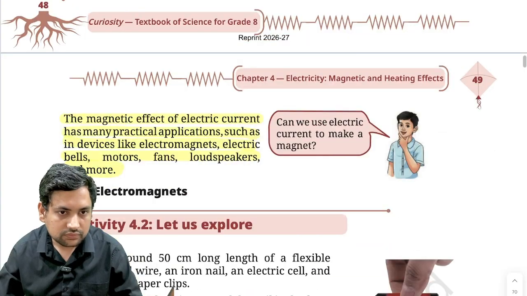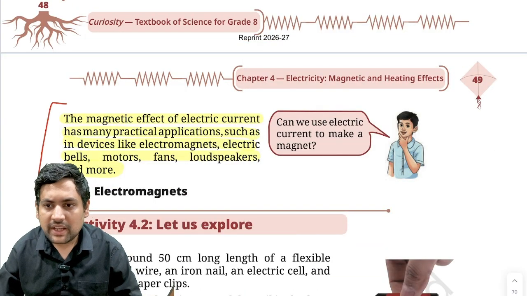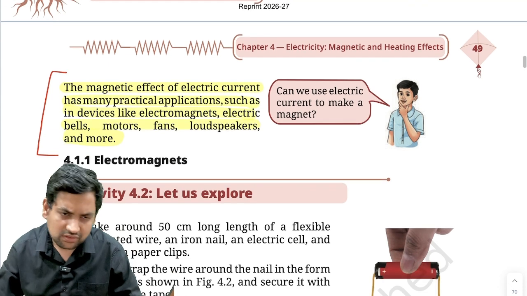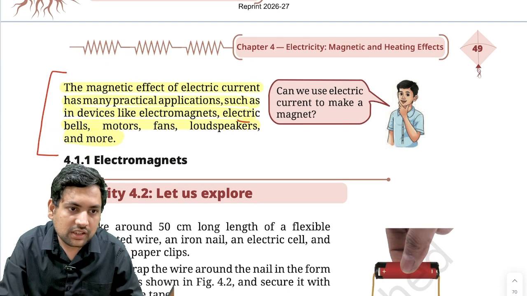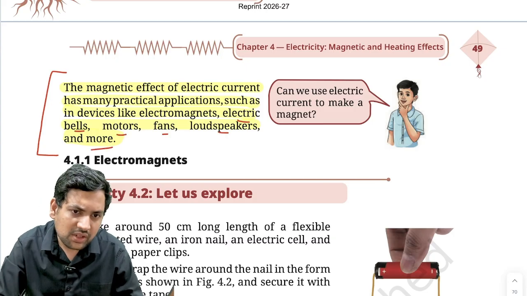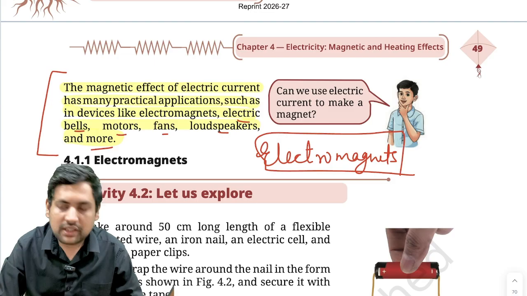Then, now this has many practical applications, the magnetic effect of electric current. Correct. Now all this is fine. See, electric bells, then motors, fans, loudspeakers. All of these are using this. Now one of the most key things that you must know is the electromagnet.